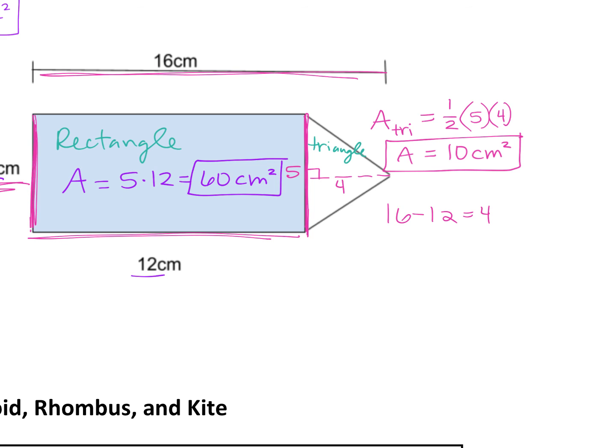Okay, so what is the area of the figure? 70 centimeters squared. 60 plus 10, or 70 square centimeters. Okay, any questions on that?